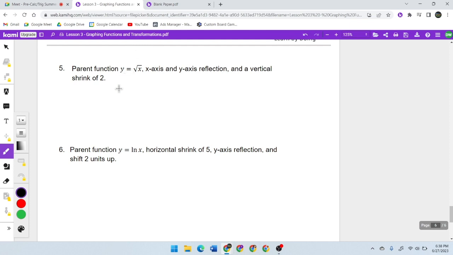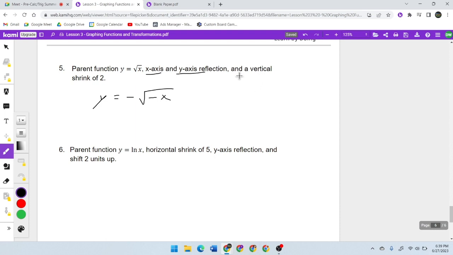So for number 5, the parent function is y equals the square root of x. We have an x and a y-axis reflection. I actually like the x and the y-axis reflection because that means I get to think less. In other words, I already know it's y equals negative square root of negative x. Immediately, I know that, and the reason why is because it has to go in both positions.